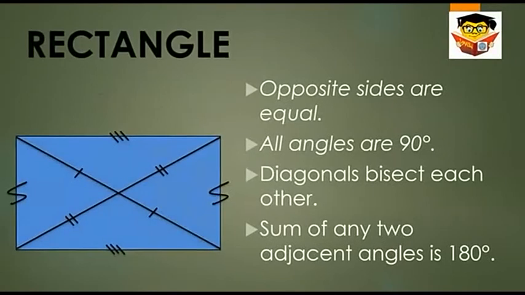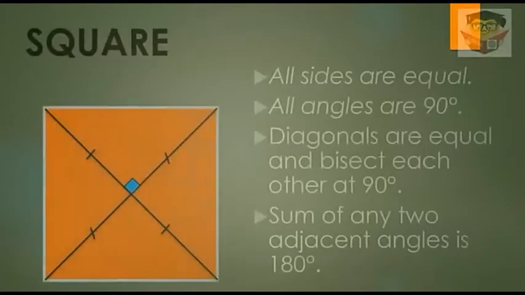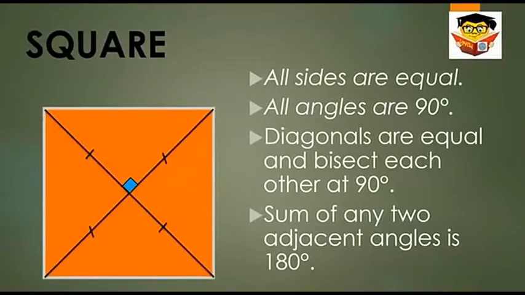Properties of rectangle. Opposite sides are equal. All angles are 90 degree. Diagonals bisect each other. Sum of any two adjacent angles is 180 degree. Properties of square. All sides are equal. All angles are 90 degree. Diagonals are equal and bisect each other at 90 degree. Sum of any two adjacent angles is 180 degree.